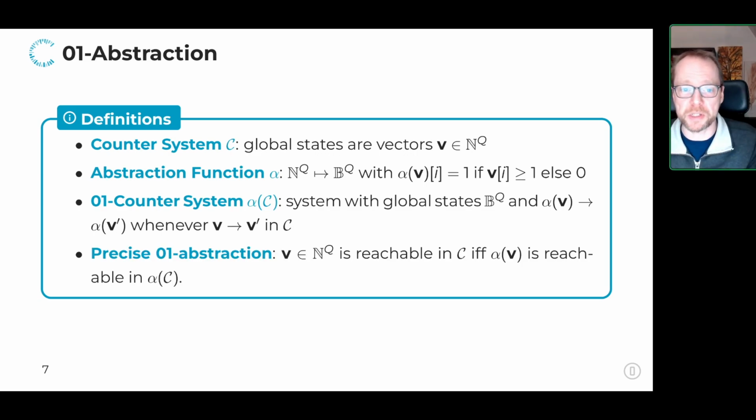And now we're interested in cases where this 0-1 abstraction is precise in the following way. We want to have that a global state given by a vector v is reachable in the original system if and only if its abstraction, alpha of v, is reachable in the abstraction, the 0-1 counter system.